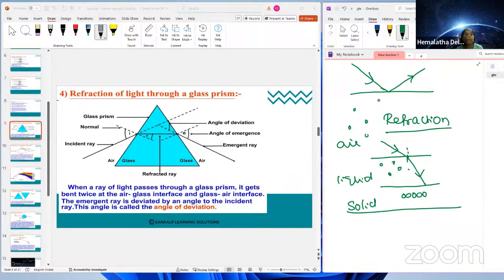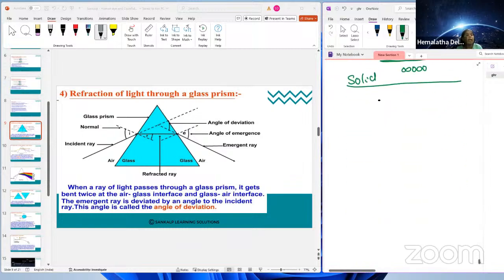What is the meaning? Till now, we studied the refraction in the parallel glass plate or parallel medium, like water or solid. But now, we are studying the refraction of light through a glass prism. How does the glass prism look? See, in the picture it is given, correct or not?